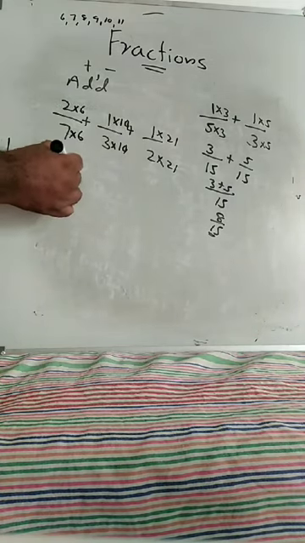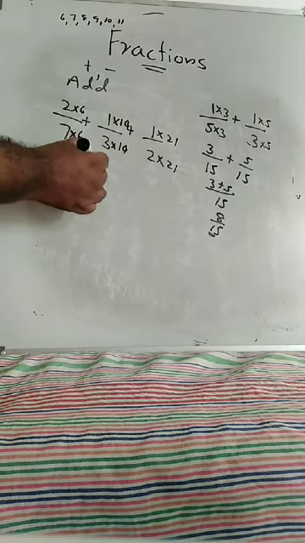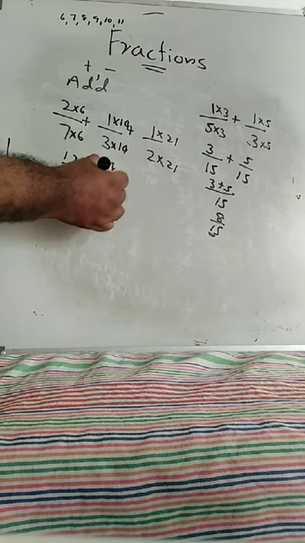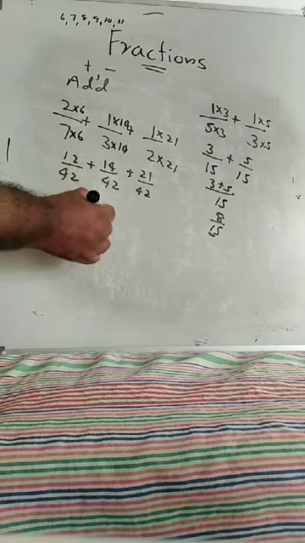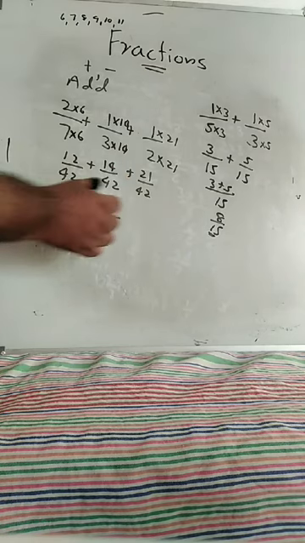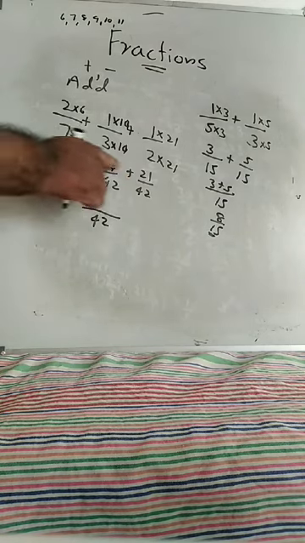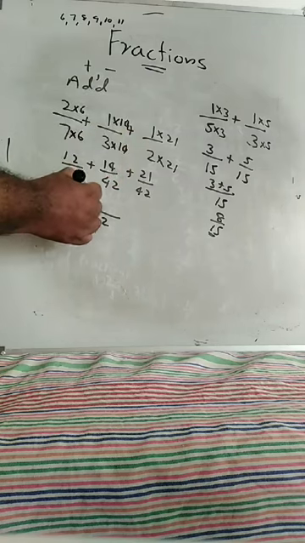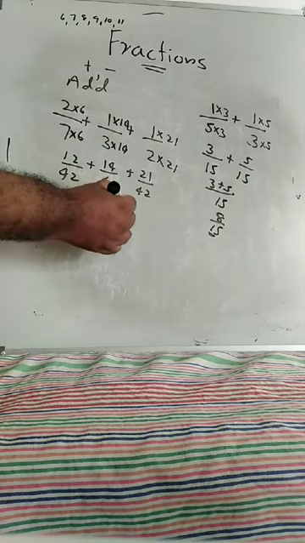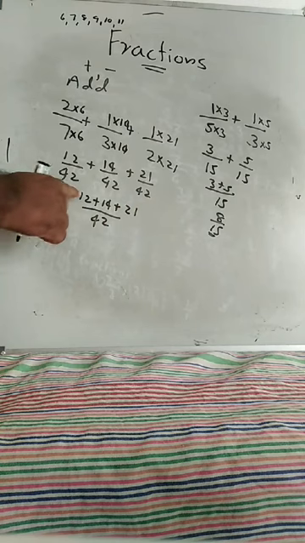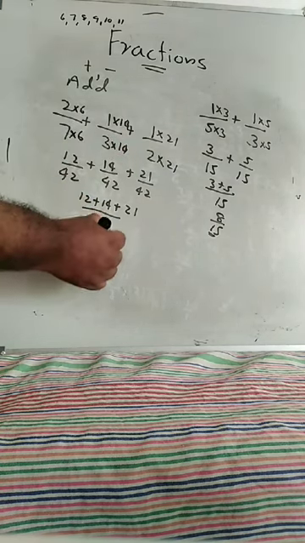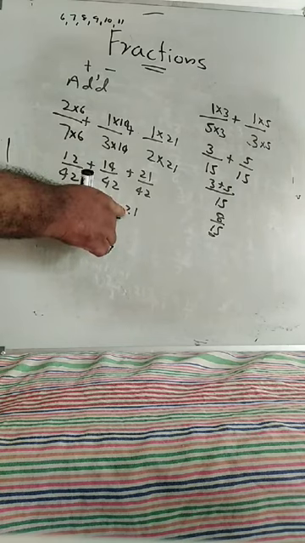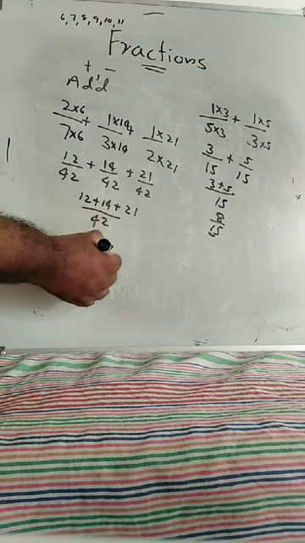Right, here the common denominator is 42. Now 12 plus 14 upon 42, plus 21 upon 42. The denominators are equal, no? 42. Now you can add these numerators: 12 plus 14 plus 21. Then, adding them on the right-hand side, we get 57 upon 42.